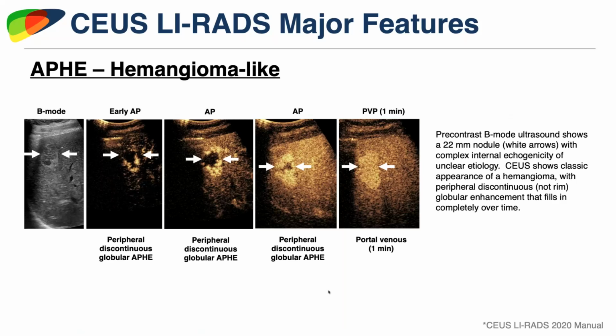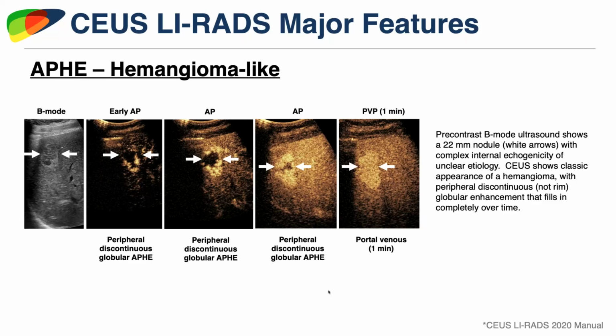The hemangioma-like arterial phase hyperenhancement, we're all familiar with this, and it looks very similar on contrast ultrasound as compared to CT and MRI. This peripheral discontinuous globular enhancement or puddling with slow centripetal fill-in shouldn't be a diagnostic dilemma in most cases.